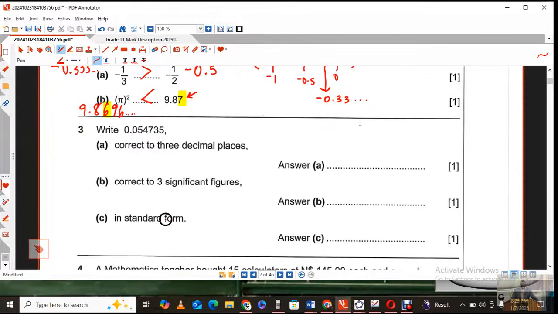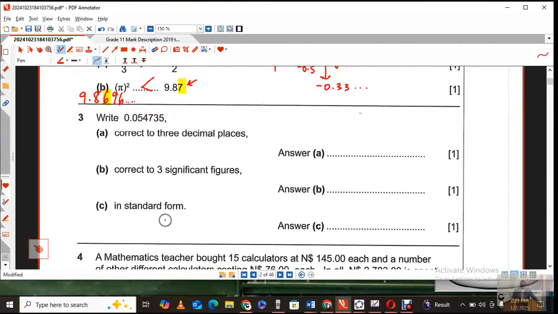All right, you have a decimal here, and you are supposed to give it correct to 3 decimal places. So the takeaway here is you must have 3 digits after the decimal point. The reason why this becomes a 5 is obviously because of that 7 over there. So there must be 3 decimal places in your answer.